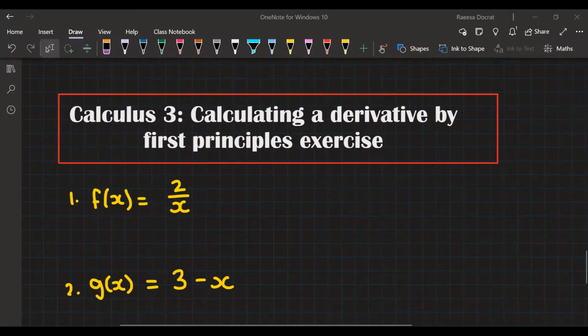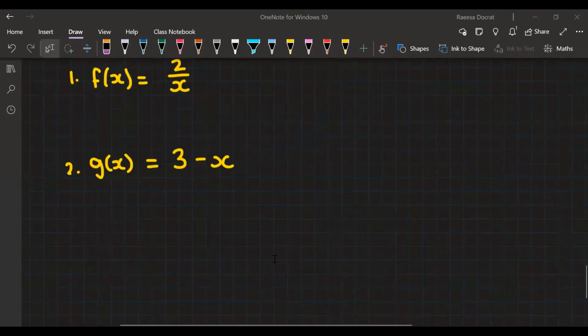We're still continuing with calculus, and in this one we're going to look at another two examples of calculating the derivative by first principles. So I'd like you to pause this video and attempt these two questions based on the method shown in the last video. Once you're ready, you can unpause it and do the question with me. So let's have a first look at the first one.